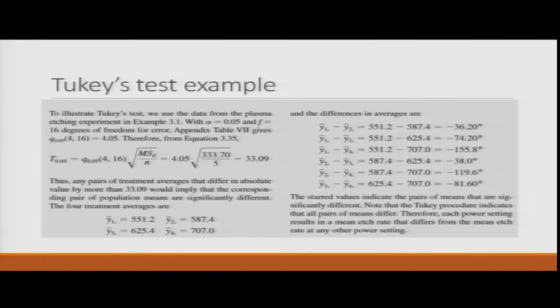Note that the Tukey procedure indicates that all pairs of means are different. Therefore, each power setting results in a different mean etch rate. So, you have to understand that the mean etch rate values for each of the treatment levels 160, 180, 200 and 220 are different.